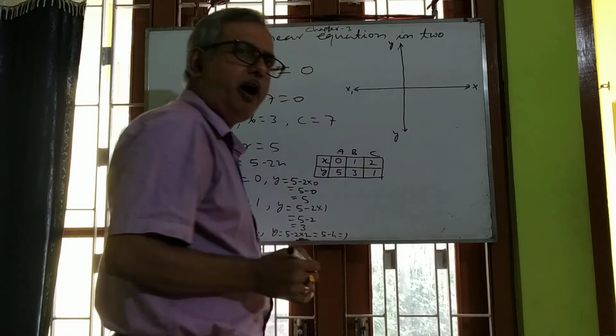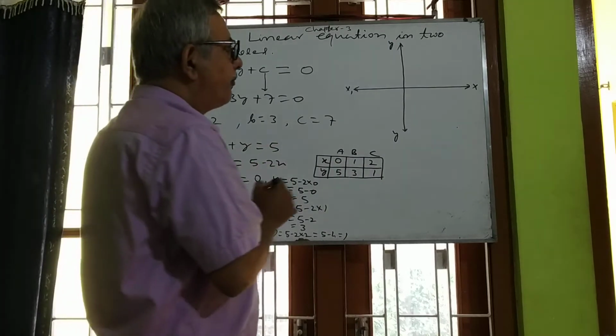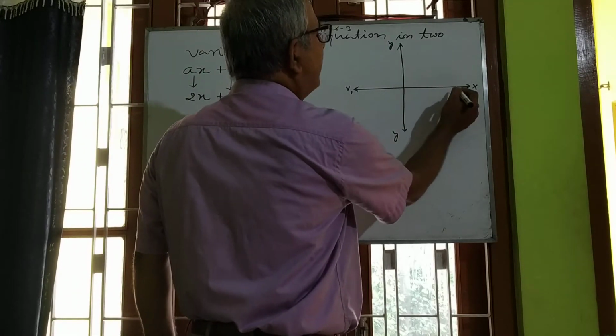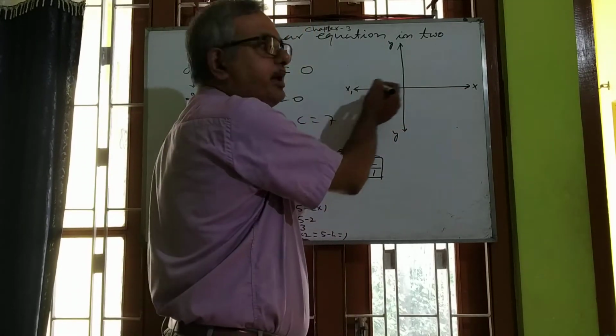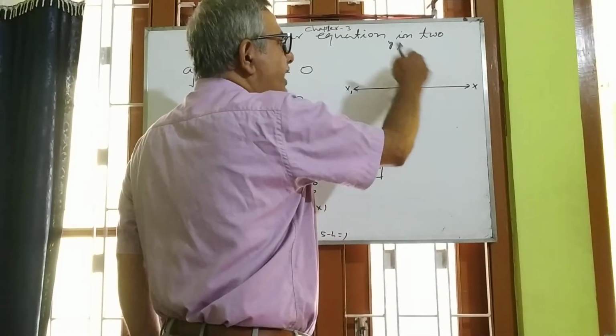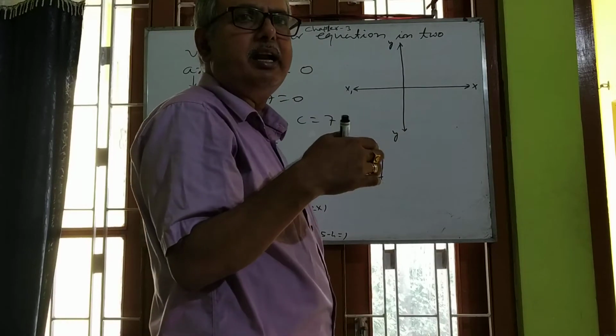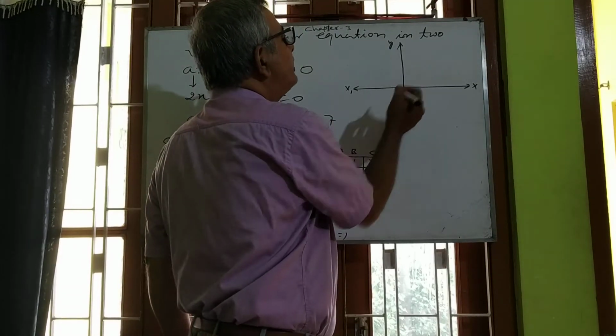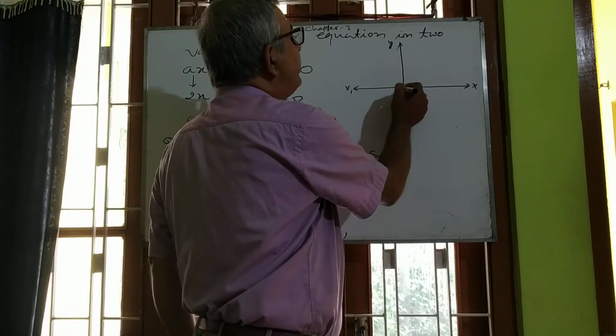Y-axis. Clear now? Here this side will be positive, this side will be negative, above will be positive, below will be negative. And the two axes where they intersect each other, that point is called origin. So here O is origin.